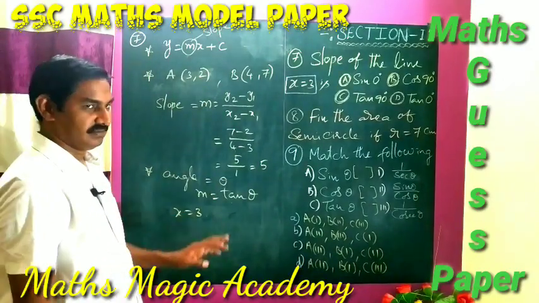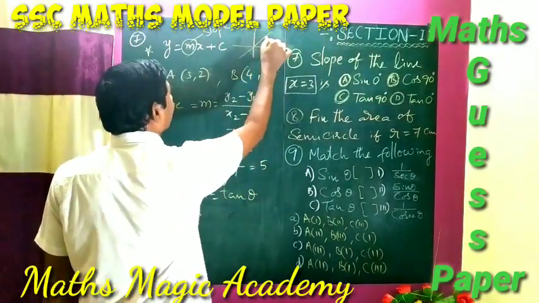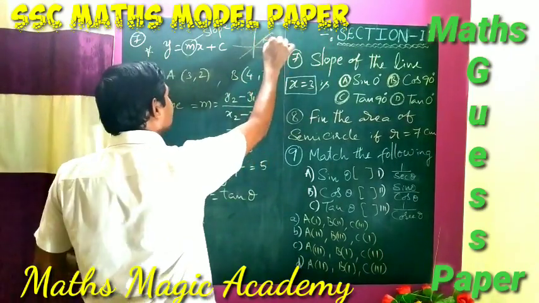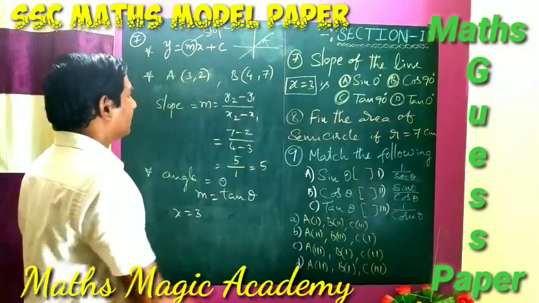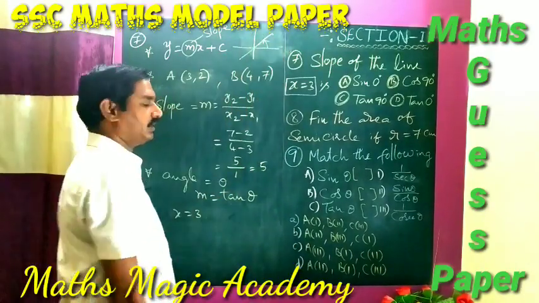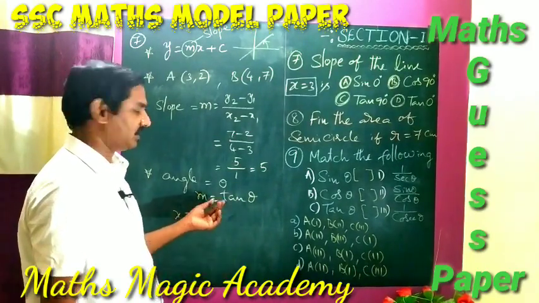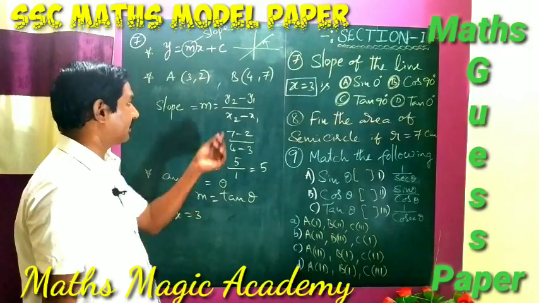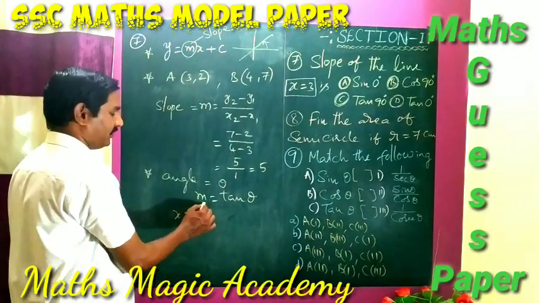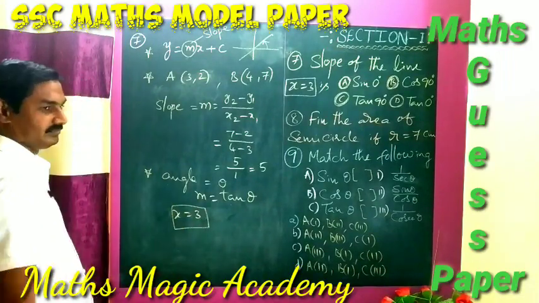And if you know the angle theta, how will it come? Suppose the line makes an angle with the x-axis. Whatever the line is there, that line makes an angle with the x-axis. Then that angle is nothing but theta. Then the line has the slope, so in this case m equals to tan theta. If you know theta, that is the angle between the x-axis and the line, then we can say m equals to tan theta. And here the question is given x equals to 3.